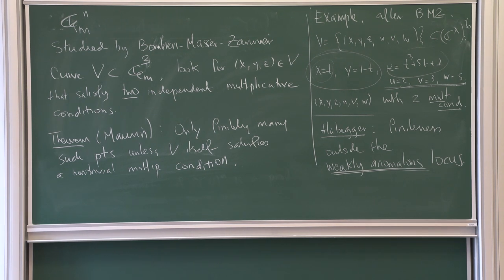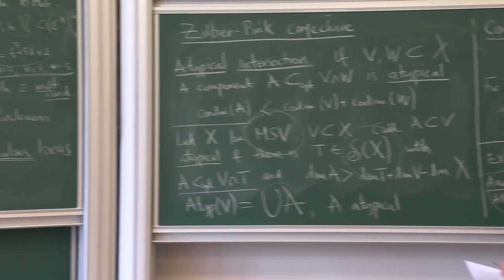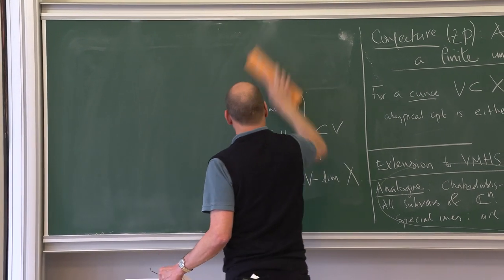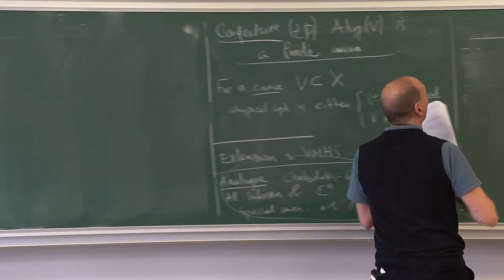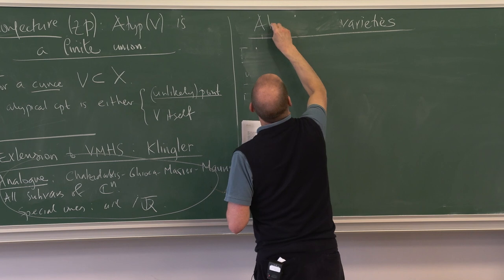Right. Now, I want to talk about abelian varieties. So I can do that over here. I can start here. We've got our conjecture. Maybe we can leave that up for a minute. So let's talk about abelian varieties.